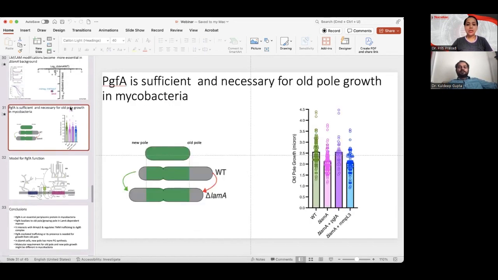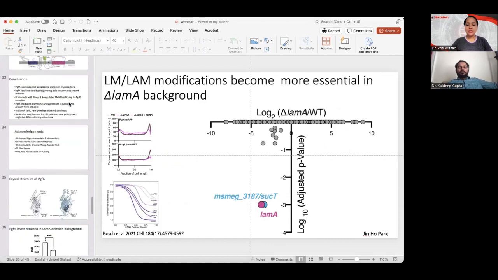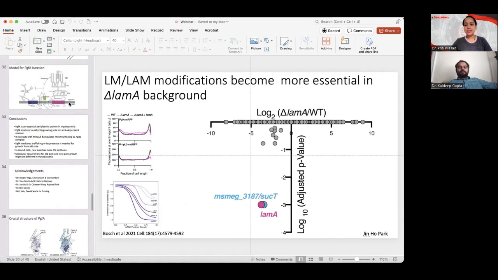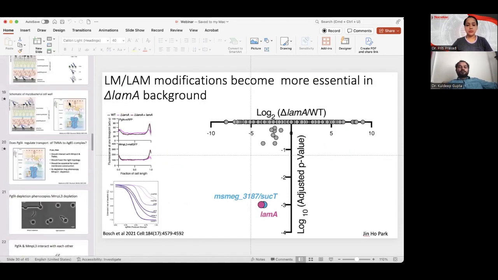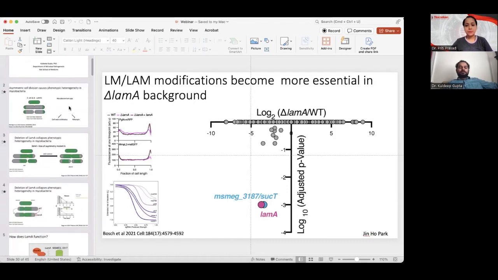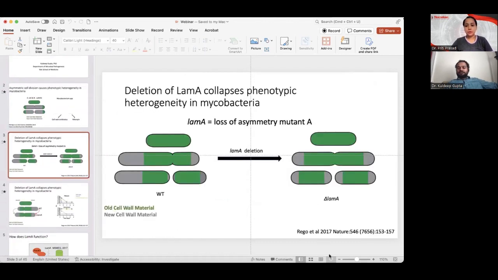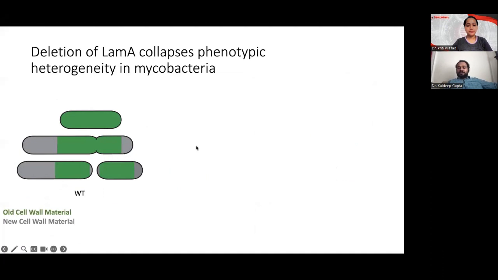So what is meant by the old pole and new pole? How is it defined in the microbial body? Can you see the slide here? Yes, it's visible.